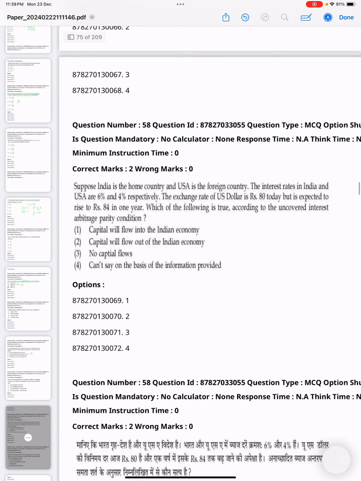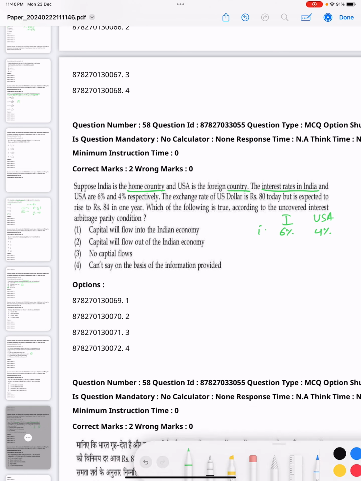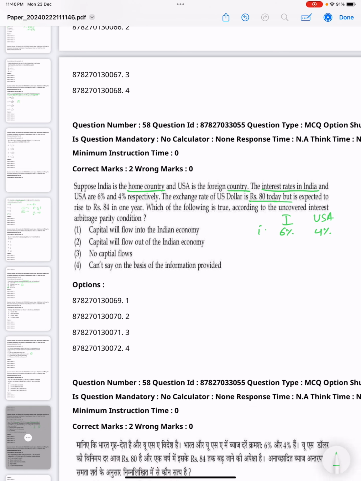Okay, now suppose India is the home country and USA is the foreign country. The interest rate is 6% in India and 4% in USA. The exchange rate of the US dollar is rupees 80 today, but is expected to rise to 84 in 1 year.